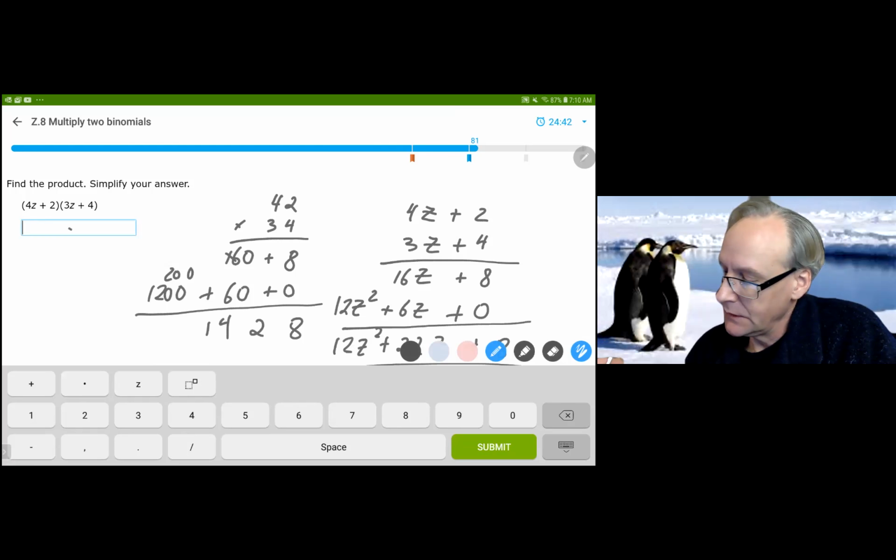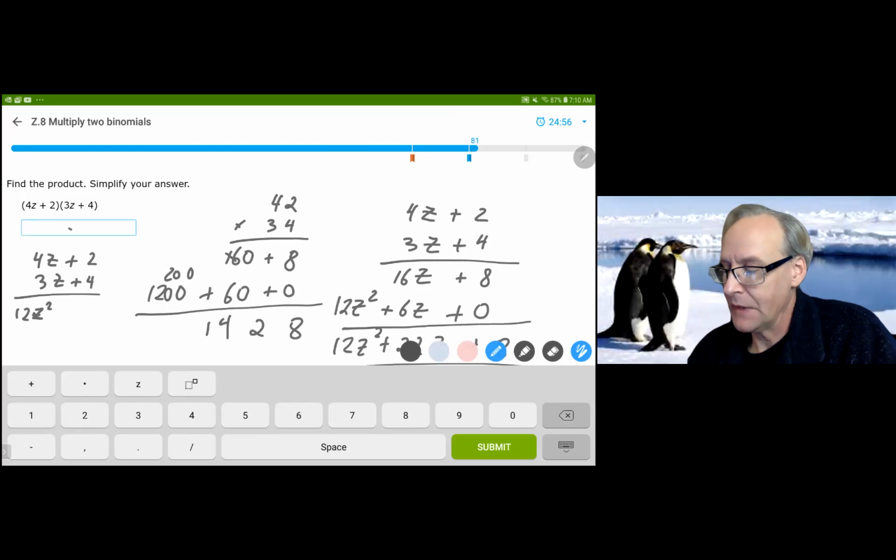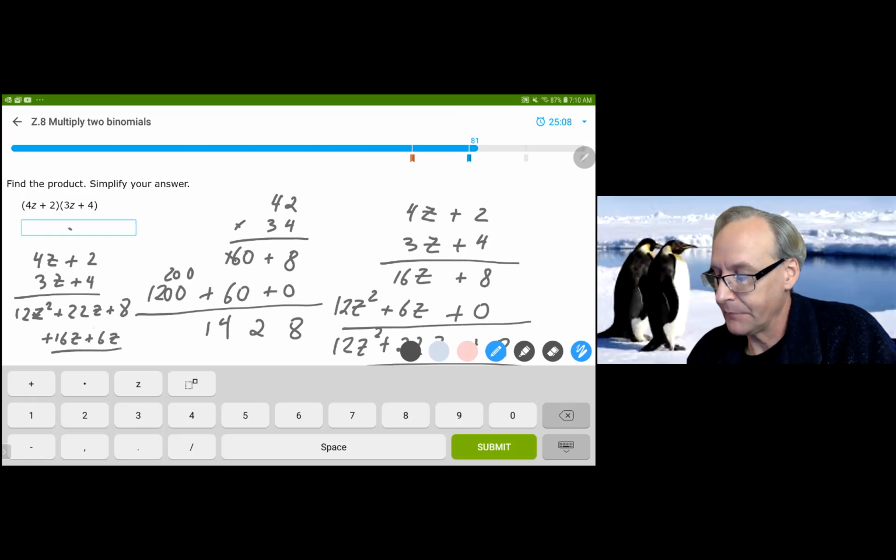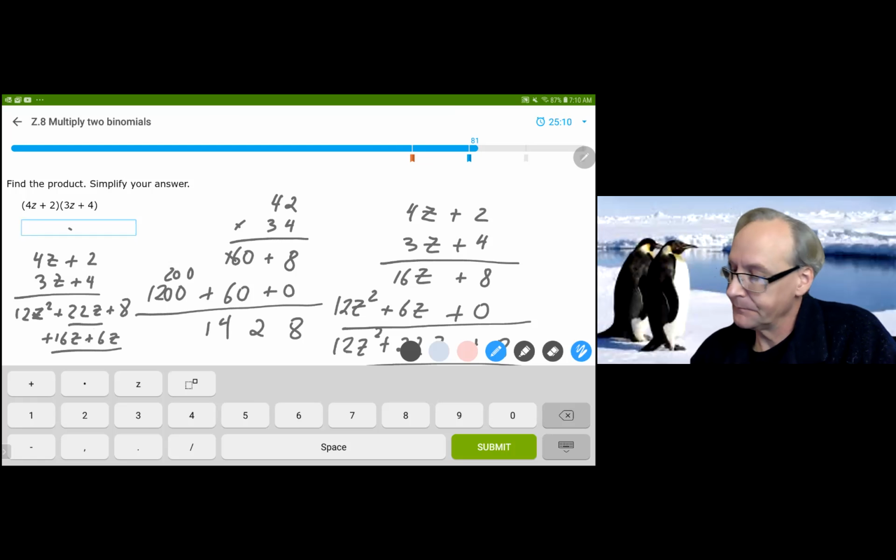That is going to be, and I'm going to do it this way: 4z plus 2 and 3z plus 4. That's going to be my 12z squared. Oh, darn it. Z squared. There we go. 16 and 6 makes 22z plus 8. I just added the 16z and the 6z in my head. That gave me my 22z.